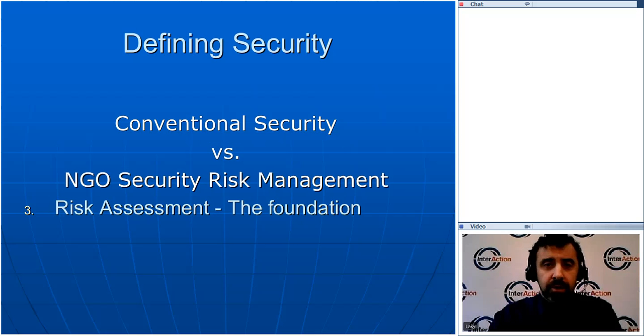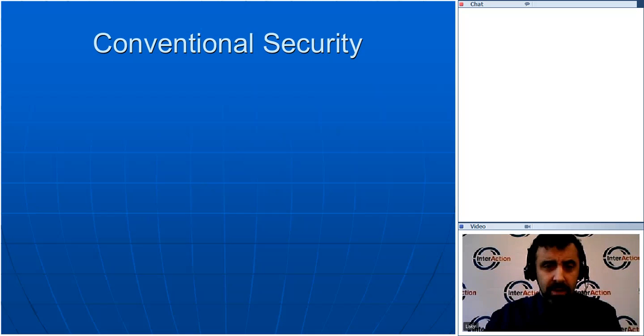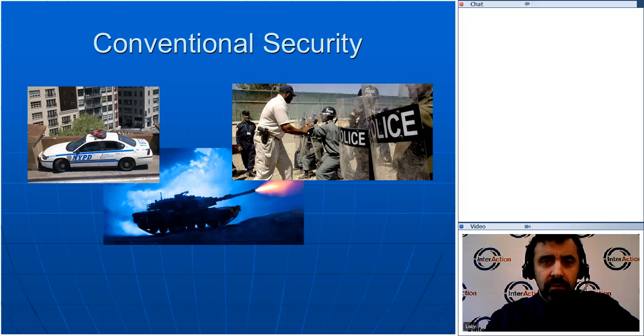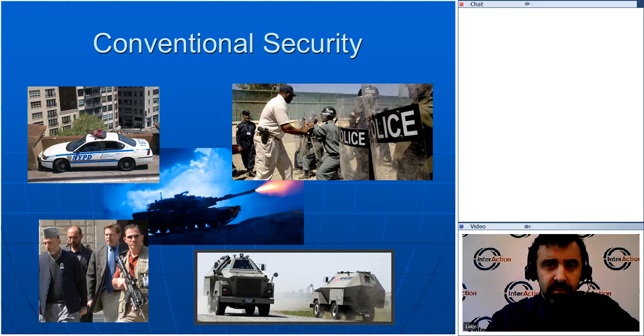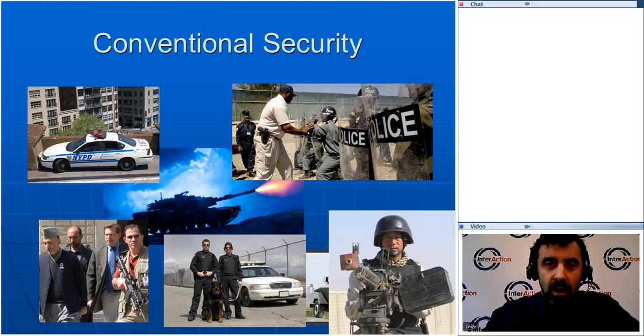Okay, so NGO security risk management. When we think of conventional security, we think of these things, right? These are typical images that come to mind: police, guns, armed protection, tanks, more guns. It's security regarded as, we call it, a deterrence. It says basically, don't hurt me because I can hurt you back. It's not ideal for us.